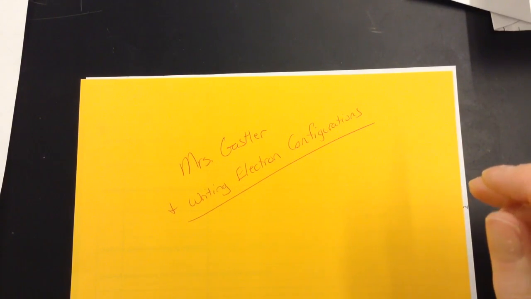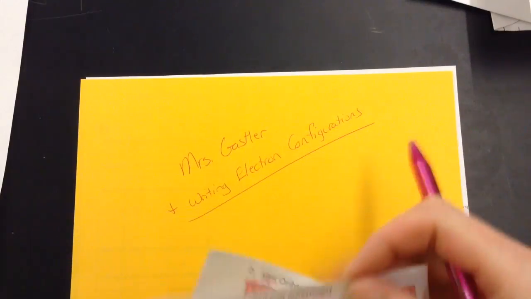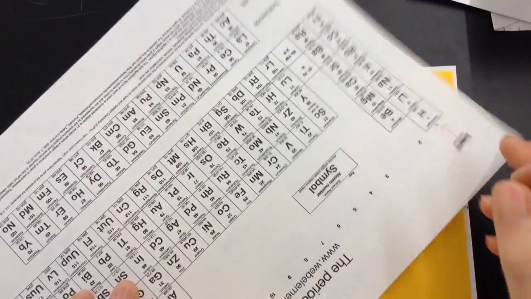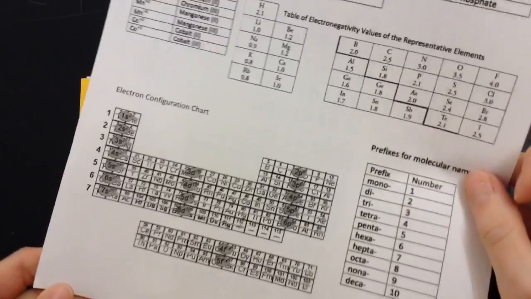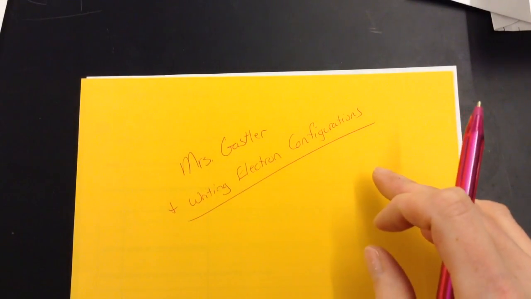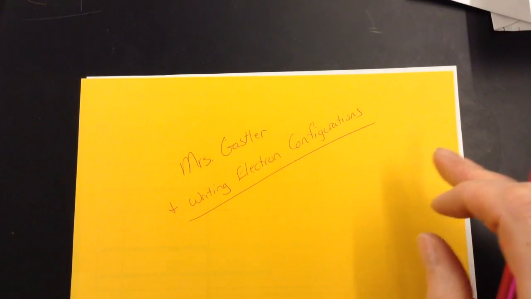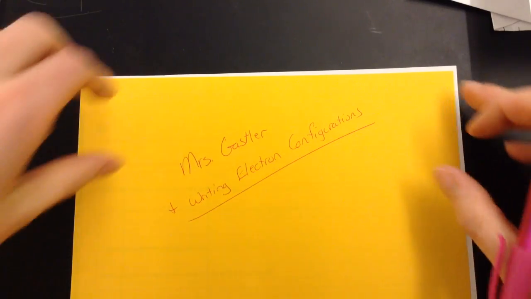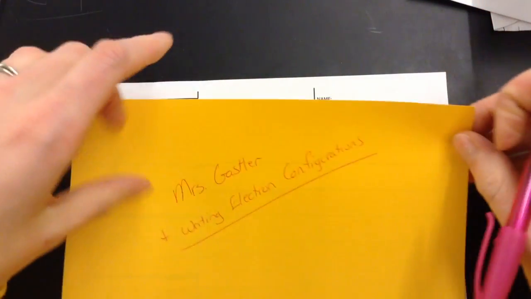In this video I'm going to talk about how to write electron configurations. You're going to need a couple of things: these colorful periodic tables, and your periodic table that has some information on the back, including this chart right here. We're going to do a couple of examples first, and then hopefully you'll be ready.